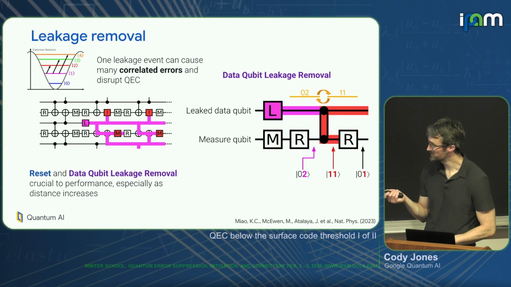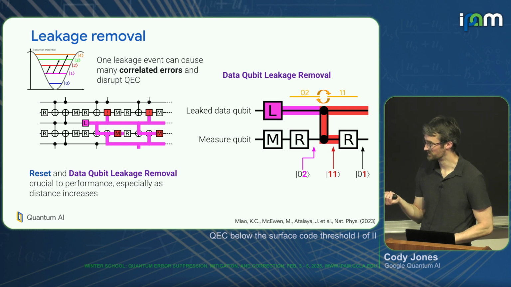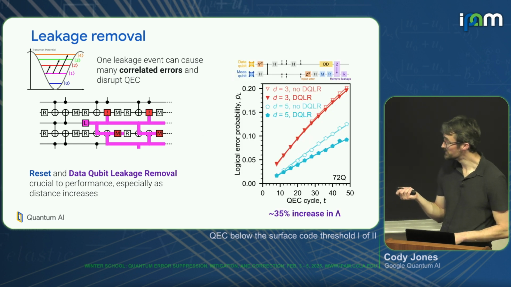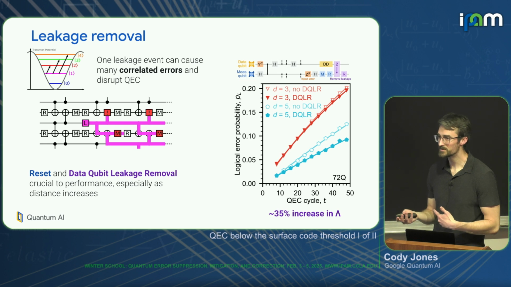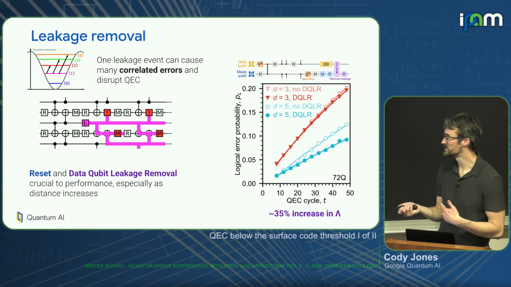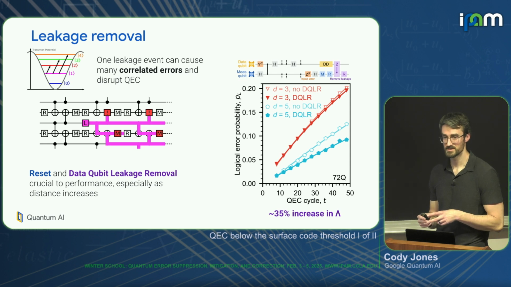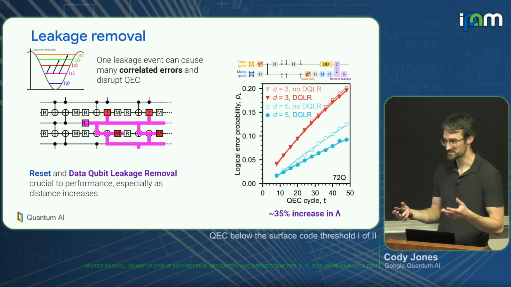This is an important part of the story, and in fact, we were exploring this in the past, and when we were closer to threshold, it didn't really seem that adding it made a difference. For this recent experiment, it did. So this is, in this case, only distance 3 and 5, and at distance 3, leakage removal, here DQLR, which means data qubit leakage removal, doesn't buy you a whole lot. Ways of interpreting that are, well, distance 3 is already kind of unreliable. Maybe leakage isn't a big part of that story. Also, these are small codes. If leakage can move around, it doesn't have very many places to go.